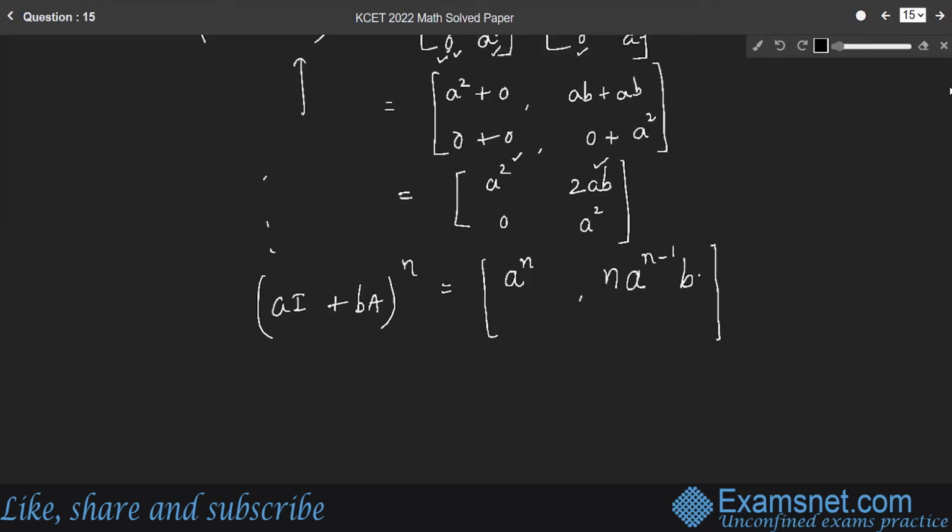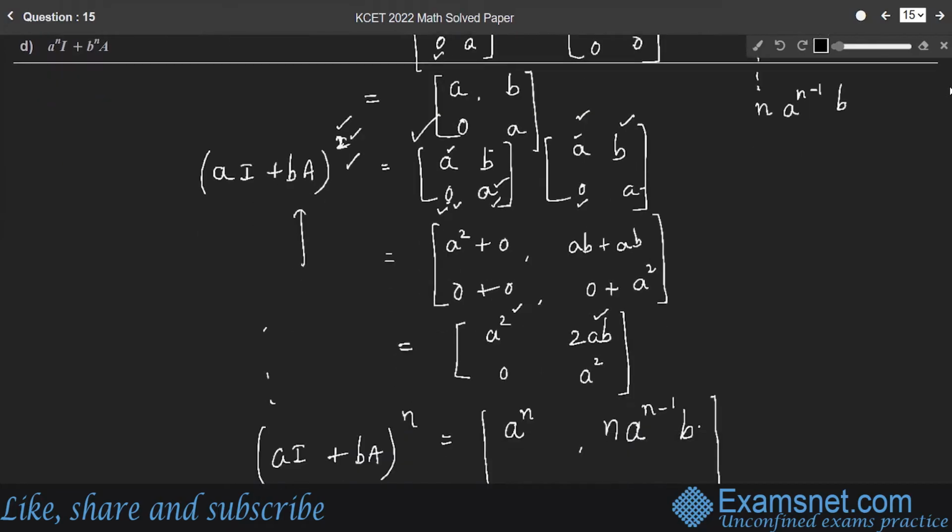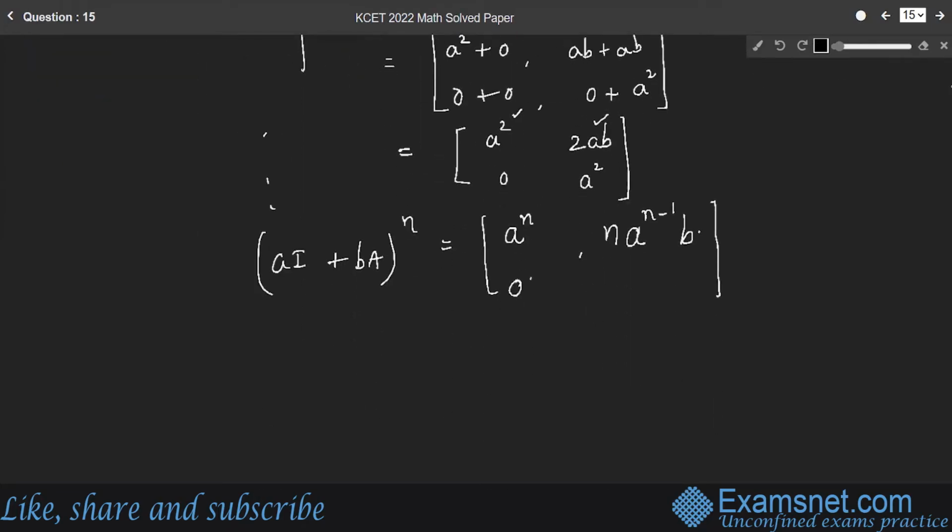And the third element is 0, right? So in the first case also, the third element is 0, that means the first element in the second row is 0. And the fourth element is a raised to n. This is how we can generalize.